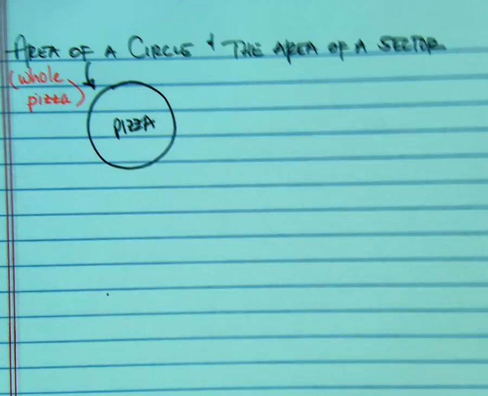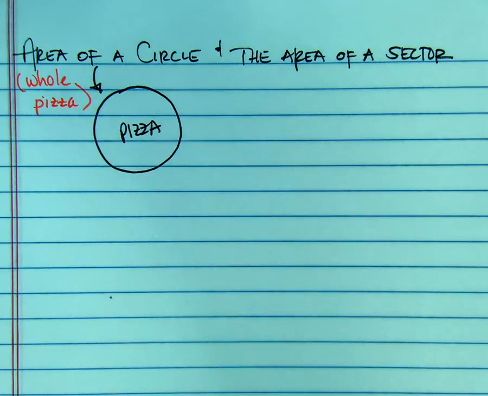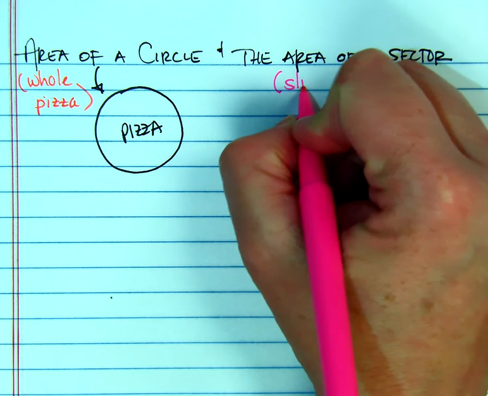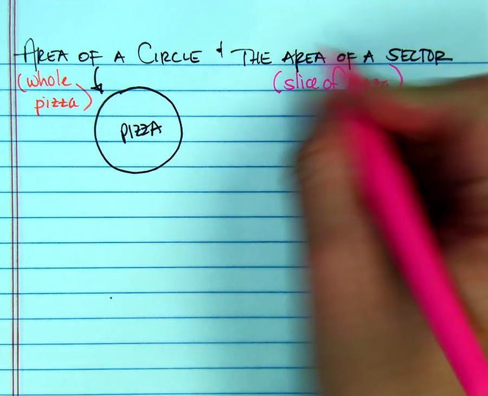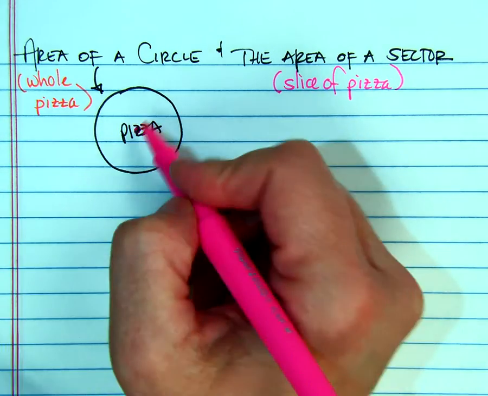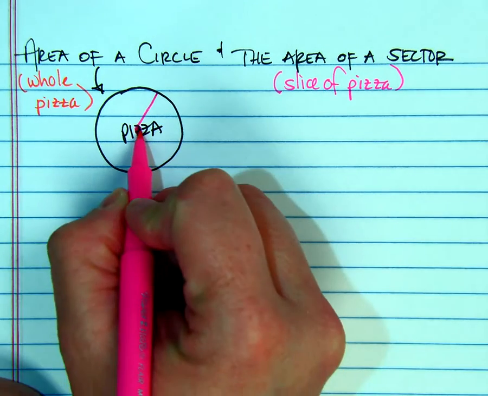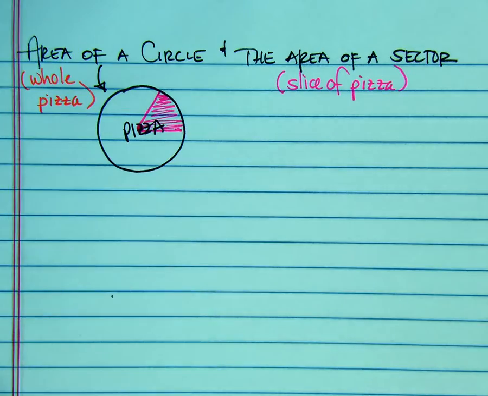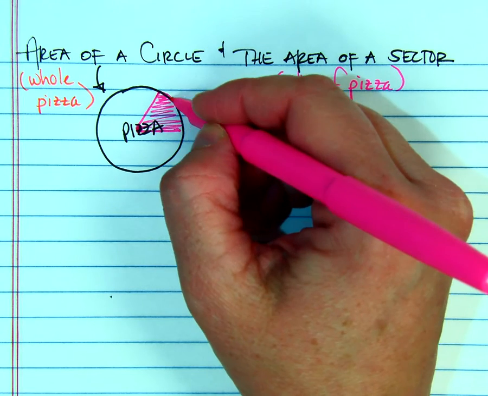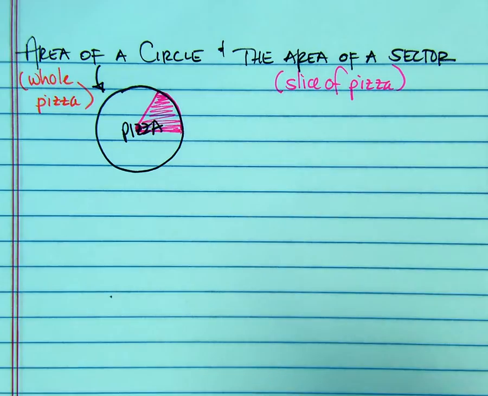And the area of a sector is a slice of pizza. Okay, so if we have the center of our pizza, and we have one slice. What you need to understand is the reason why we cannot just simply use, because it kind of looks like a triangle, but it has this curve on it. Okay, so we cannot use the formula for the area of a triangle.